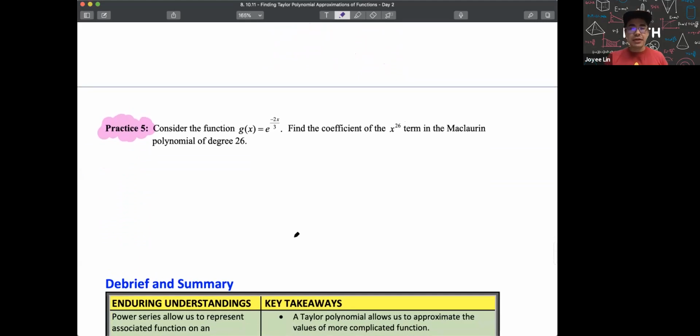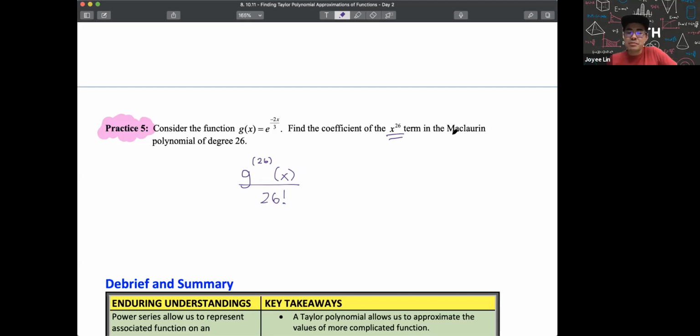And so we have this final question here that I want to work out with you. It's a little bit more conceptual, but I think it's also fair game. They want the coefficient of the 26th term. So what does that mean? If we want the coefficient of the 26th term, that means we want g, the 26th derivative of x over 26 factorial. That's what we're looking for.